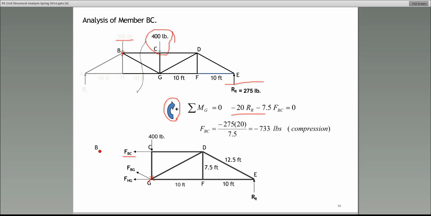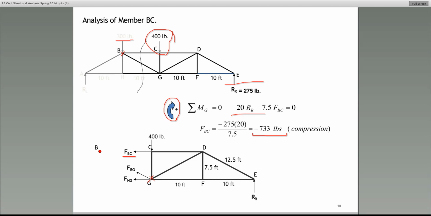Again, if you have any questions with that, please let me know by email. But this is important, guys. I need to cover this before we move on. How do we decide the force in member BC is in compression and not tension? Here's what we do.